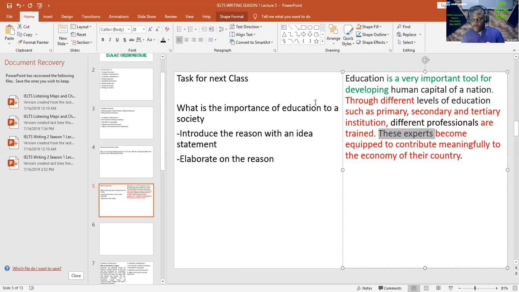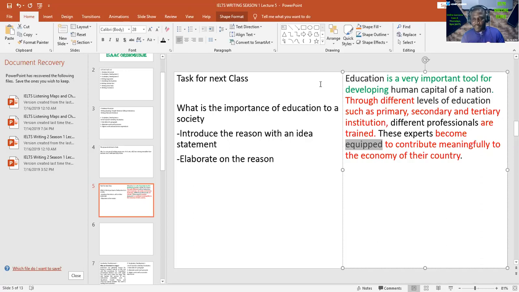So one of the key things you need to do is to actually refer to some of the key components of the last sentence. Become equipped. What does equipped come to? It comes to education, training, everything. That's what equipped means in this aspect. To contribute, okay, I was elaborating on developing the human capital to the economy of their country. So when you are writing a sentence and there is no continuity in keywords, you are not really making a good logical arrangement or presentation of your idea. You might just be saying many things that are unrelated.